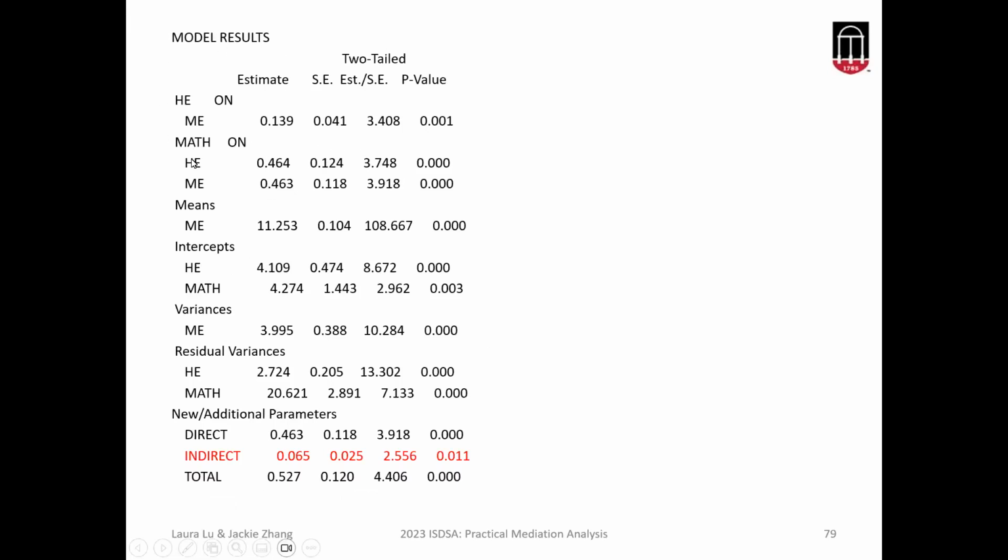And then we have the model result. These are parameters. At the bottom part of the model result, we have 3 new variables reported here: direct effect, indirect effect, and the total effect. These are estimate, standard errors, Z ratio, and the p-value. Again, if you look at the indirect effect, the p-value is less than 0.05. It is significant. And all of these are significant.